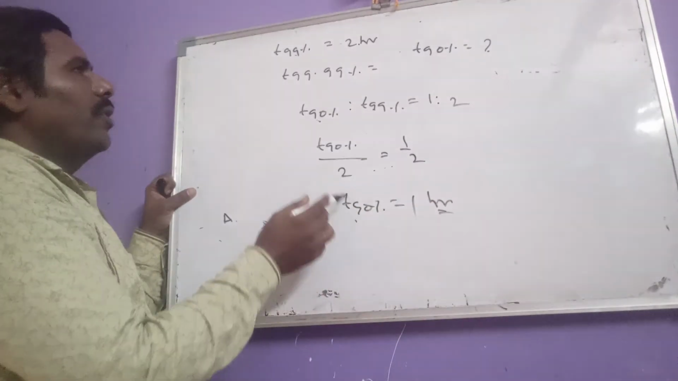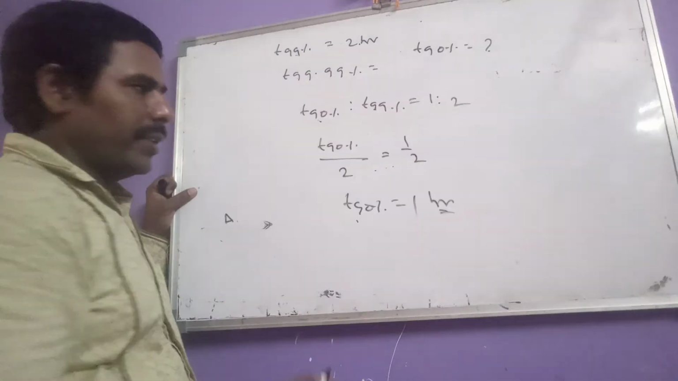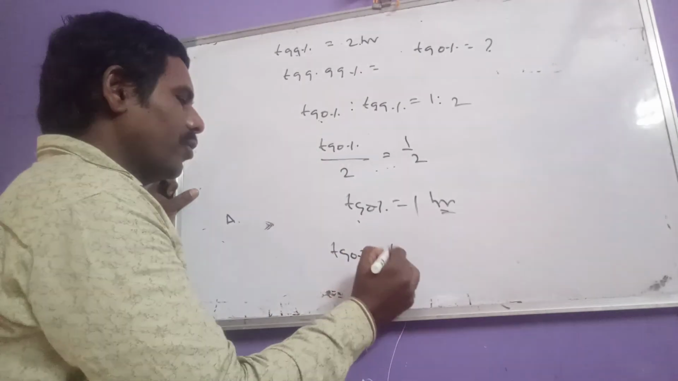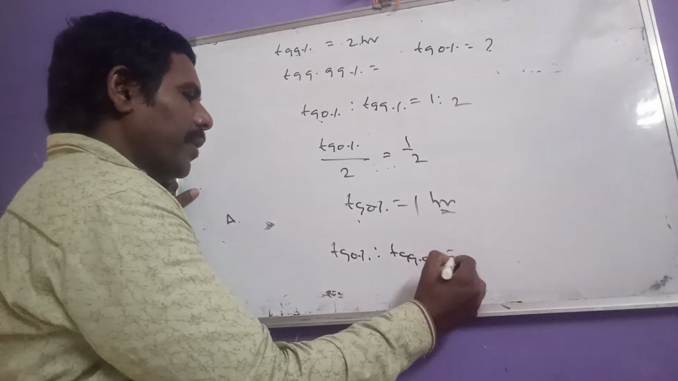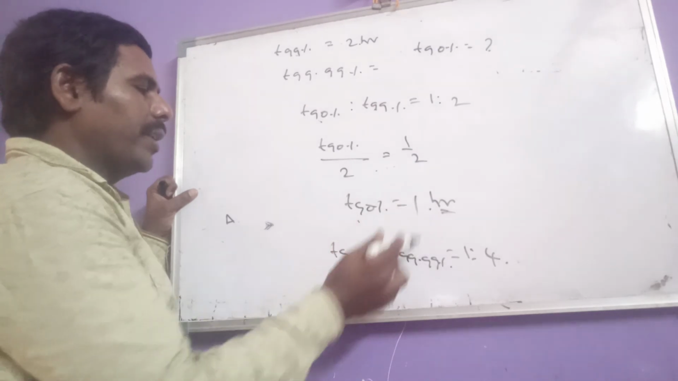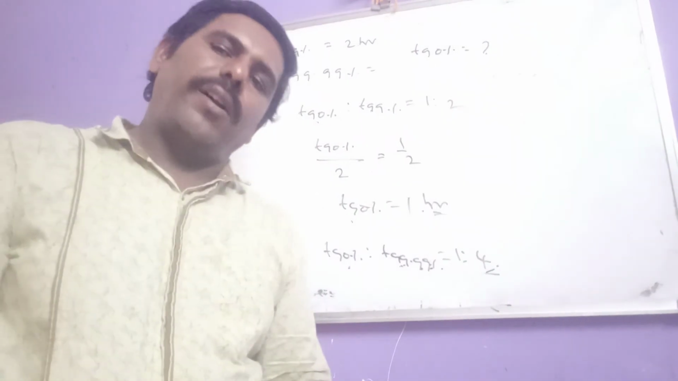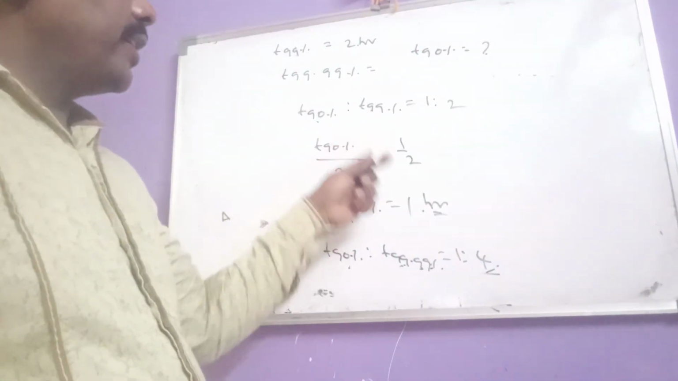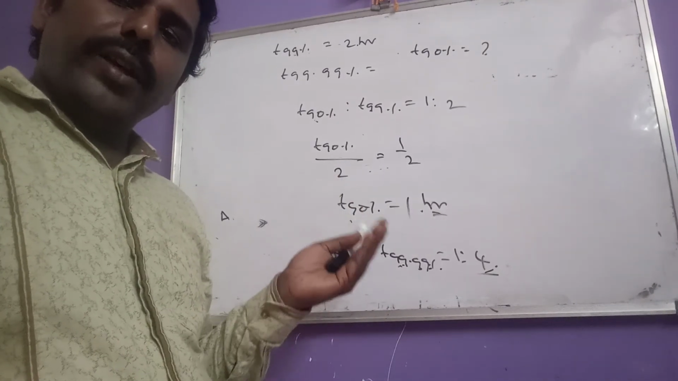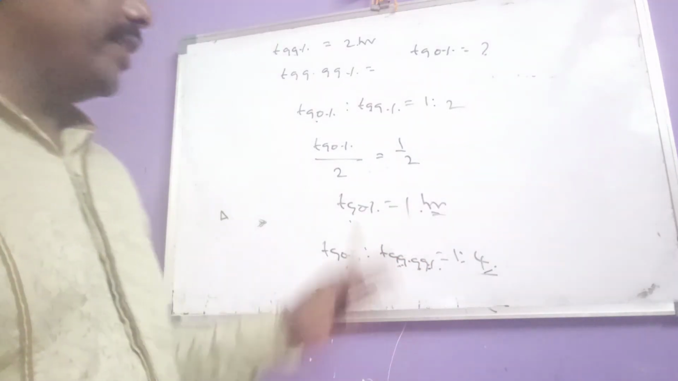Now the 90% time we have to convert to 99.99%. What is the relation between them? T 90% is to T 99.99% in the ratio 1 is to 4. That means if 90% is 1 hour, 99.99% will become 4 hours. So like that, by using these ratios and knowing T 90%, we can calculate the other percentages, etc.